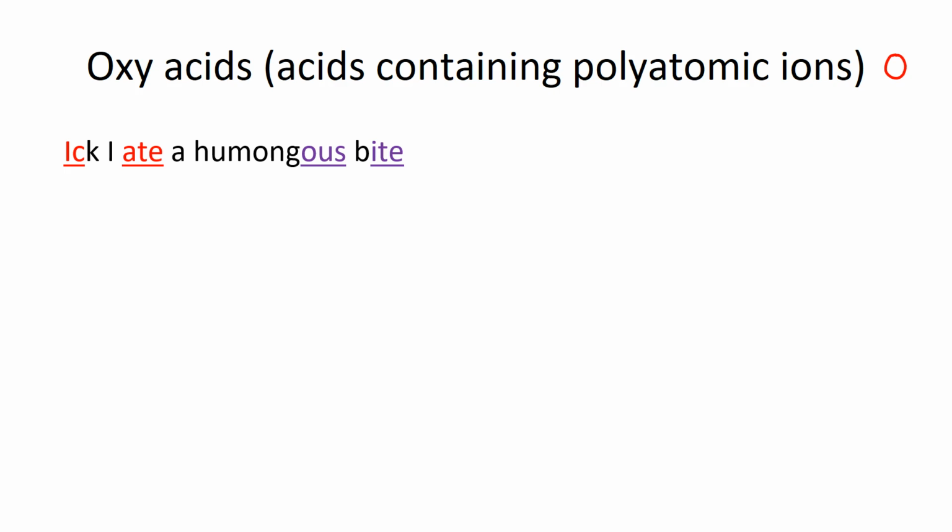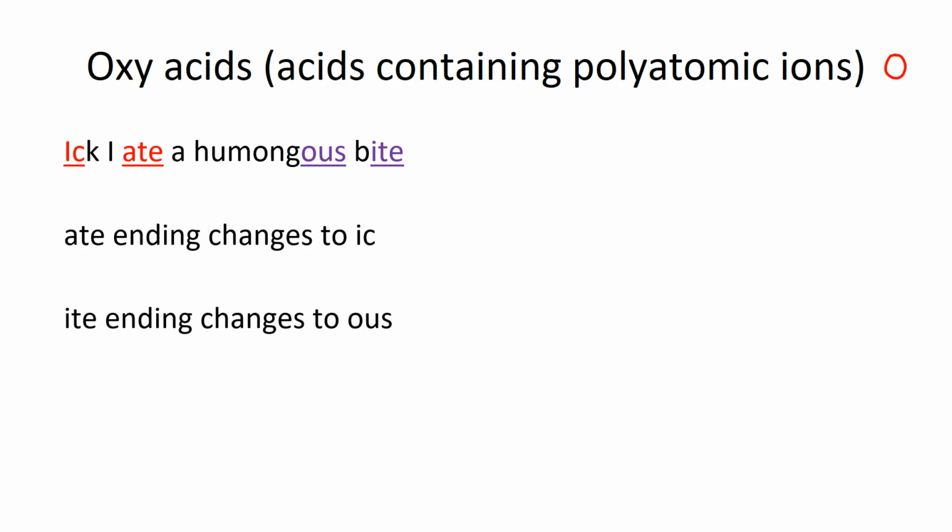It's going to become IC. If it ends in ITE, it's going to become OUS. So an ATE ending changes to IC, and an ITE ending changes to OUS.